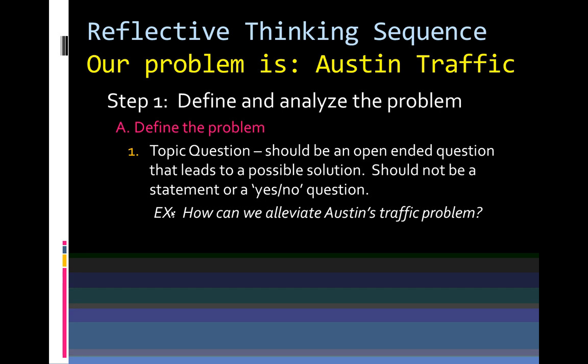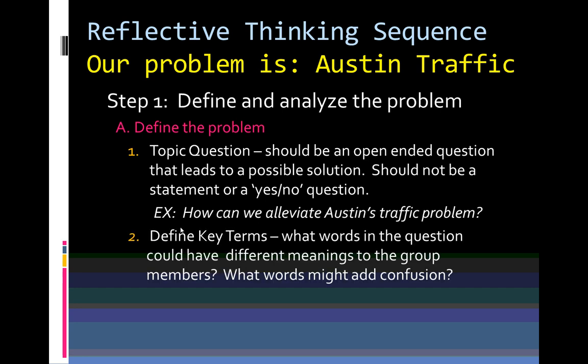The second part under defining the problem is defining key terms. What words in that question could have a different meaning to the different group members? What words might add confusion? So we need to make sure we're on the same page, that we're all trying to solve the same problem. How can we alleviate Austin's traffic?